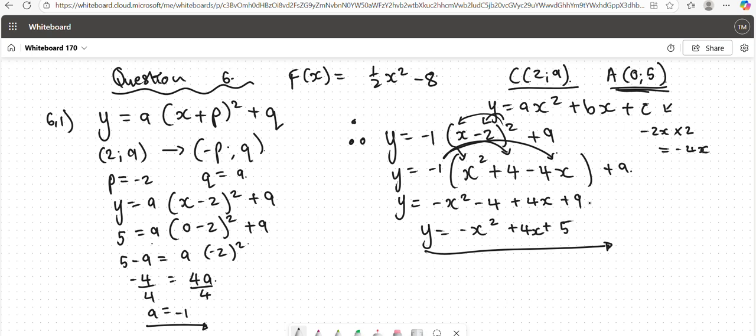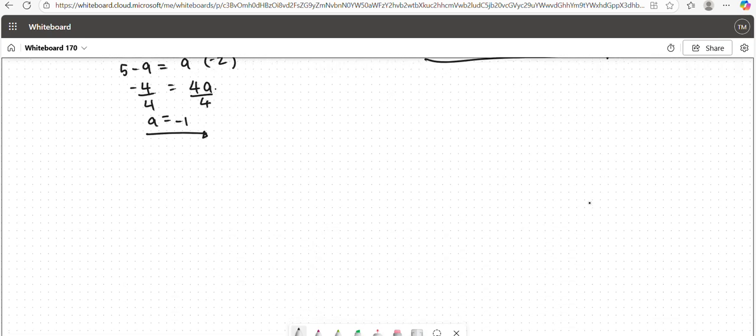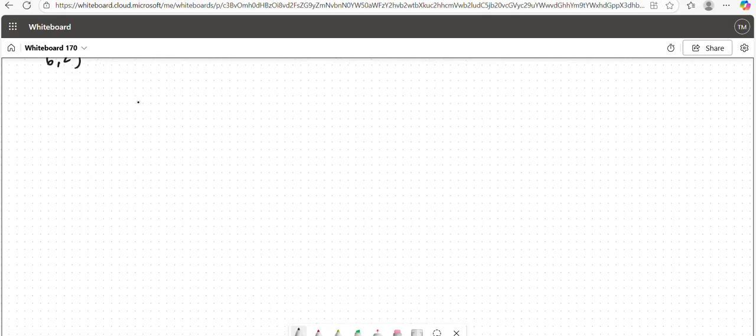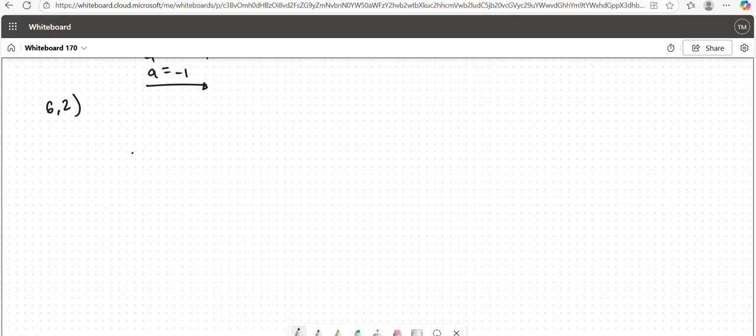All right, so 6.2, it's not something we've done, but I can explain it now. It's quite easy. Average gradient is just you calculating the gradient between 2 points. Right, average gradient of g between A and C. So you use those 2 points. We have A, which is (0, 5). We have C, which is (2, 9). And we just need to calculate the gradient of those.